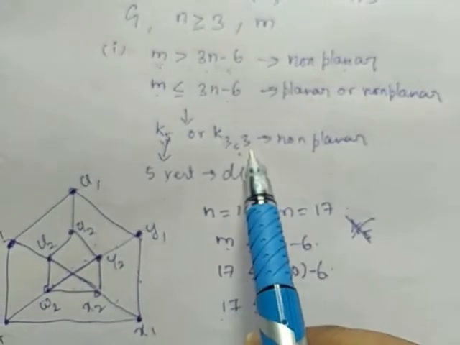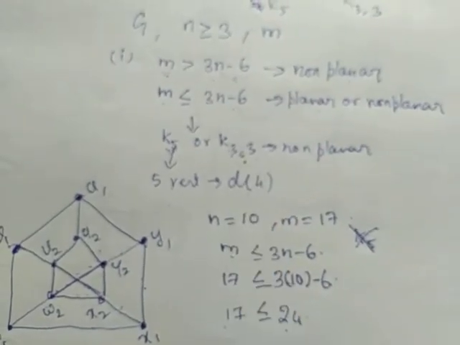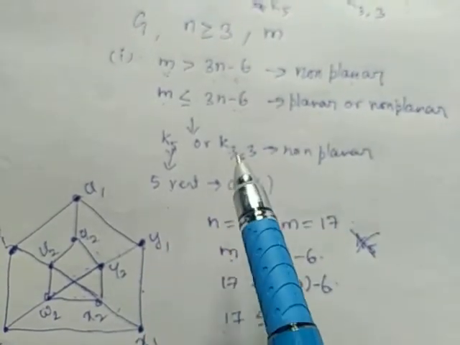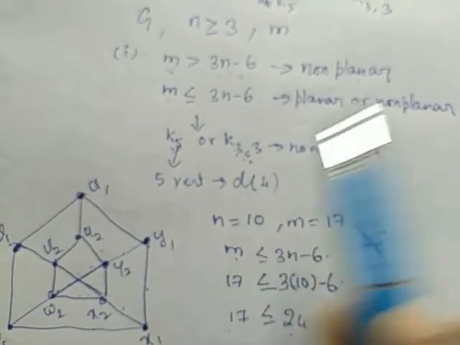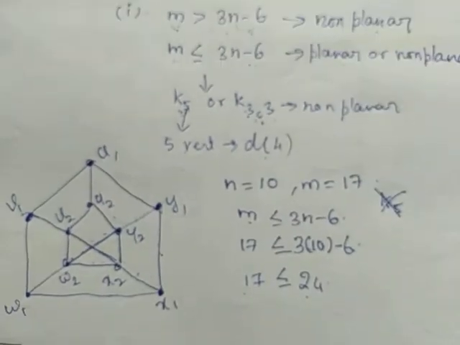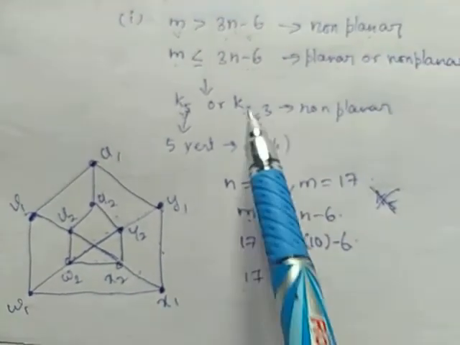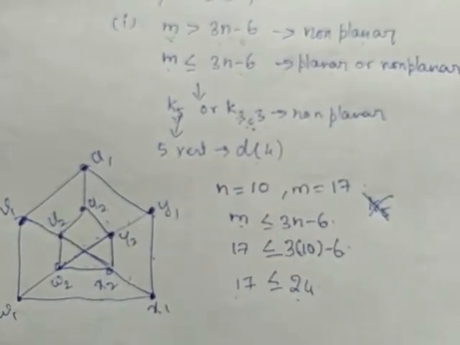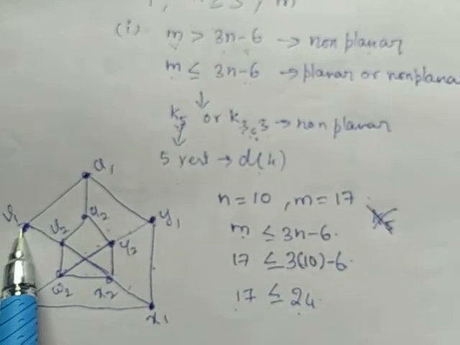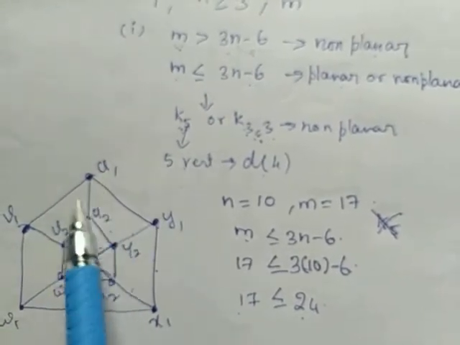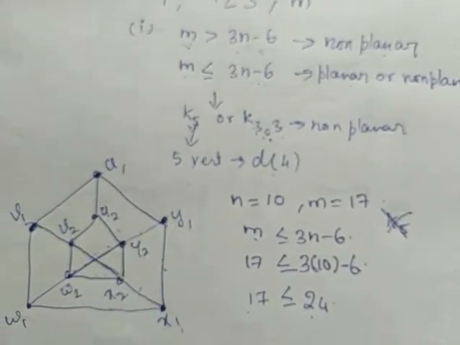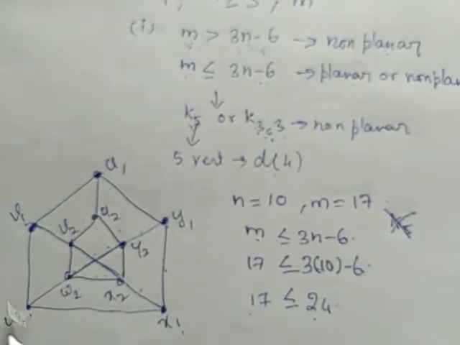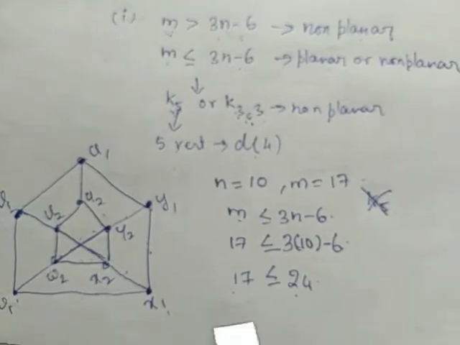What about K3,3? It should have 6 vertices. For K3,3, it should have 6 vertices of degree 3 each, and they should be connected to another set. It should have 2 sets. So here V1 is of degree 3, V2 is degree 3, Y1, X1, W1, and we can check whether it has a subgraph or subdivision also.